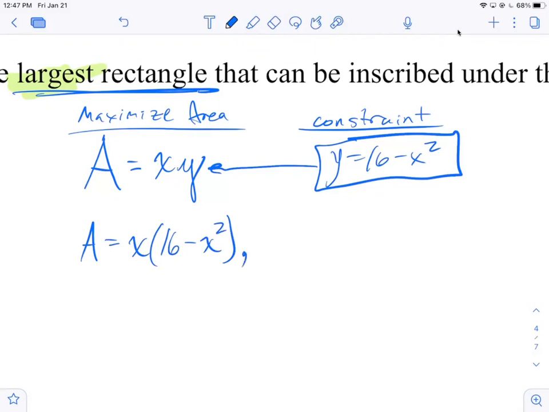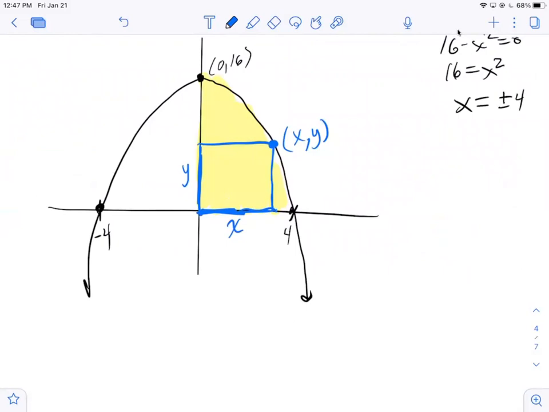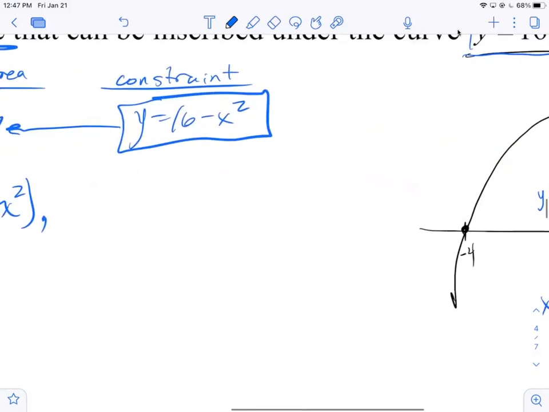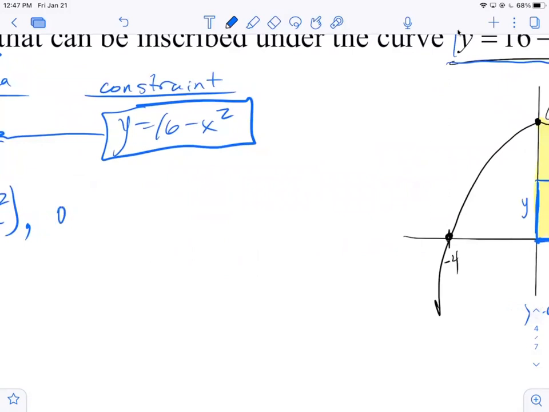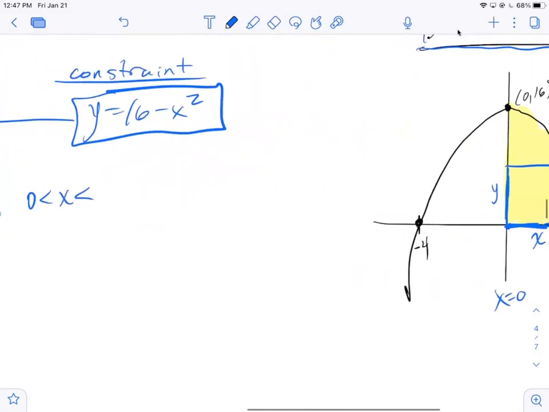And now we come up with a relevant domain. So we go to our graph. What's the smallest x could be? 0, right? Now, can x actually be 0? No, because if x is 0, we collapse the rectangle down to a 0 width, and that would be a minimum area, wouldn't it? So x has to be greater than 0, but it has to be less than what? 4. I knew that x-intercept was going to come in handy. But it can't be 4, because when it is 4, I collapse the height down to nothing.